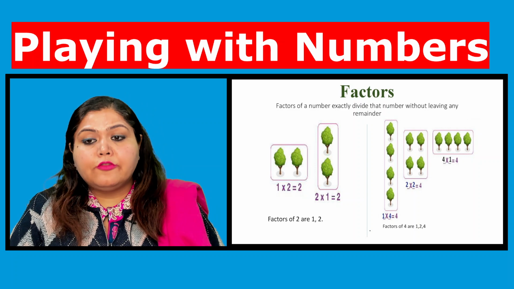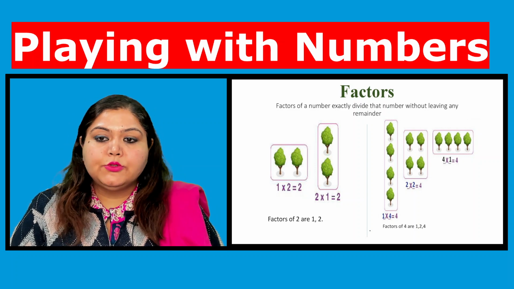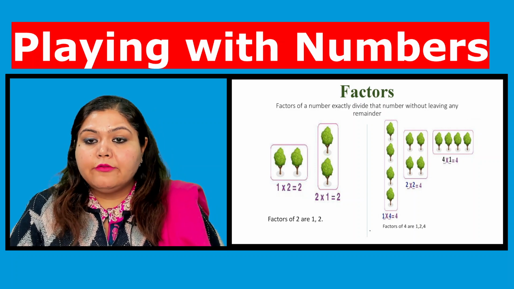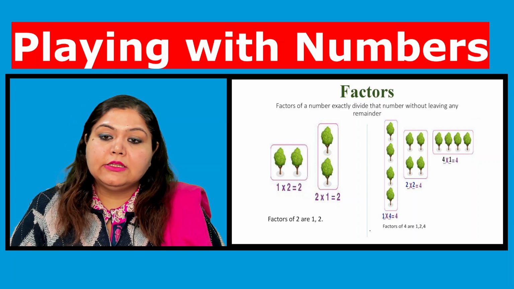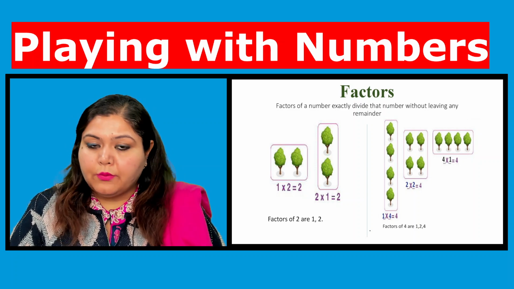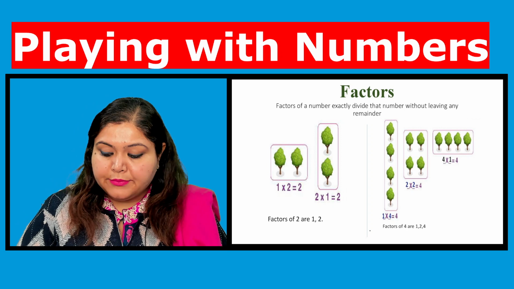So the factors of 4 will be 1, 2 and 4. How? If we divide the number, we get the remainder 0. So exactly we get the number.